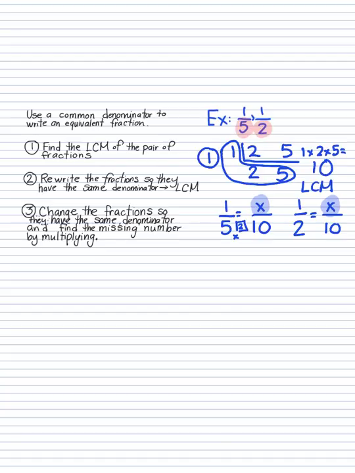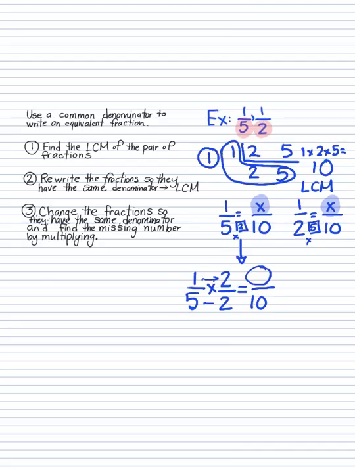So I can multiply 5 times 2, and I'm going to get 10. What number can I multiply 2 by to get 10? And the answer is 5. So now I know what numbers I'm going to need to multiply by. Now this kind of gets a little confusing. I'm going to take my 1/5 and multiply it by 2. You multiply each of the numbers by 2, the numerator and the denominator. I know my denominator is 10 because that's what I already have.